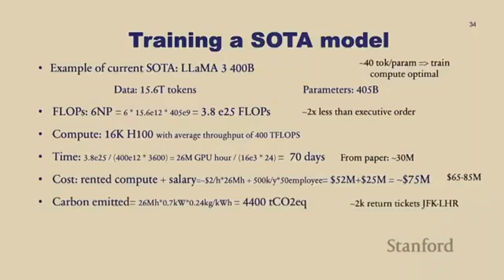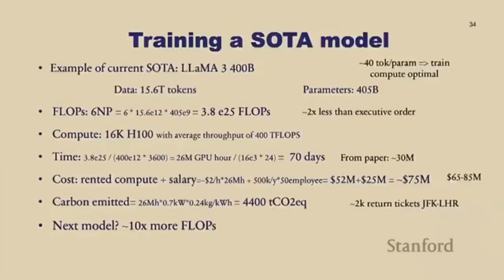Carbon emitted. A lot of people might ask, cost is not the only thing that is important. So I did the computation. It's around 4,000 tons of CO2 equivalent. That is actually only 2,000 return tickets from JFK to London. So right now, carbon emitted is, I mean, it's huge, but it's not meaningful yet. I think in maybe GPT-6, GPT-7, once you multiply this by 100, that might become a real issue. Right now, it's still not, I think, an issue in the grand scheme of things.